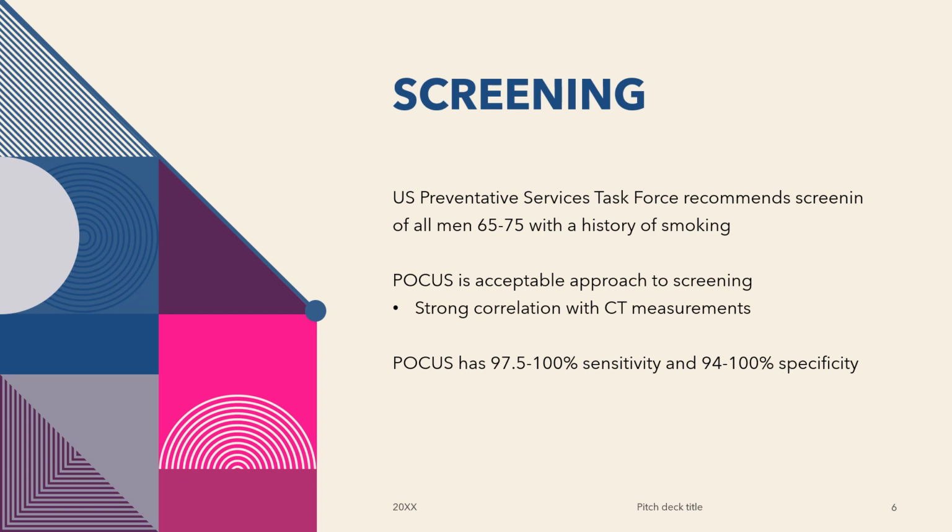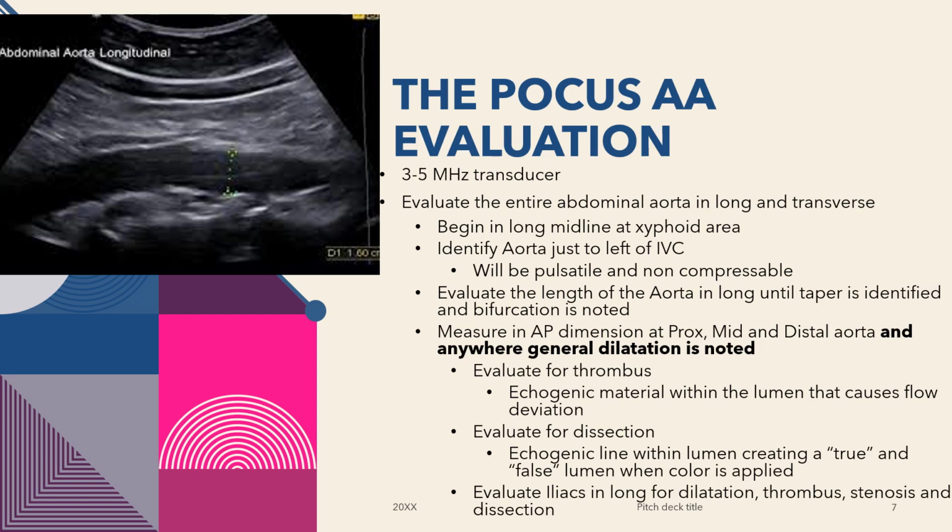We found that POCUS screening of the abdominal aorta has a strong correlation with CT measurements, and really they differentiate by only a couple millimeters typically. So it's obviously a no radiation, cheaper, quicker exam to answer some of the same questions. POCUS typically has about a 97.5 to 100% sensitivity and 94 to 100% specificity. And obviously the sensitivity and specificity is increased by practitioners' experience and skill level at assessing the abdominal aorta.